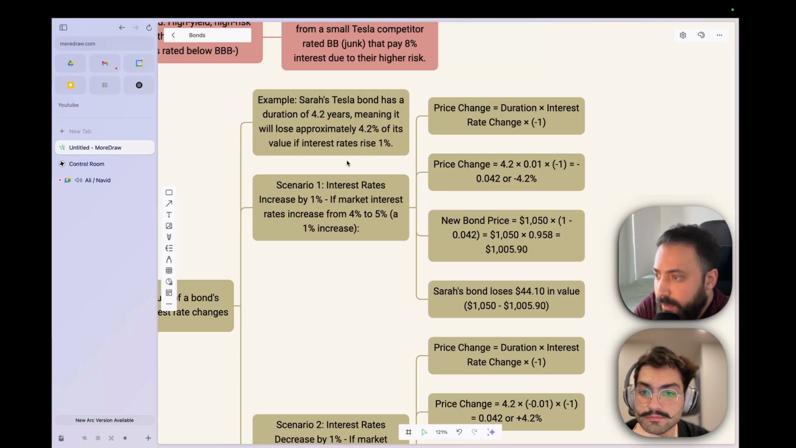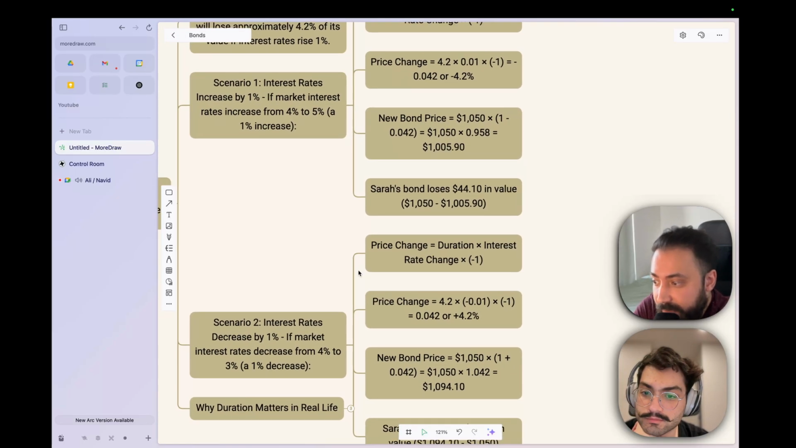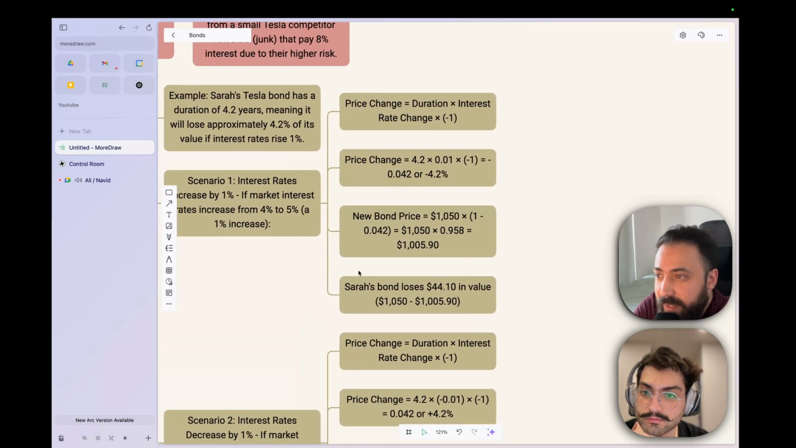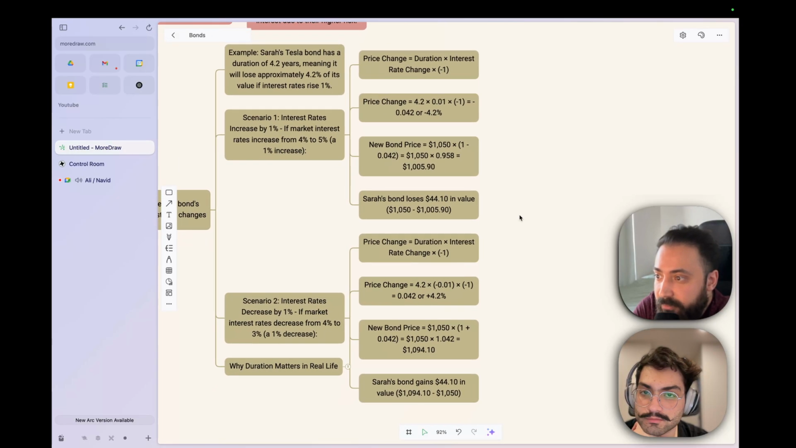Yeah, so as I said, in scenario one there is an interest rate increase, and in scenario two there is an interest rate decrease. If you go into the calculation, you will see that the new bond price in the first scenario is lower than the new bond price in the second. So why does duration matter, Ali?